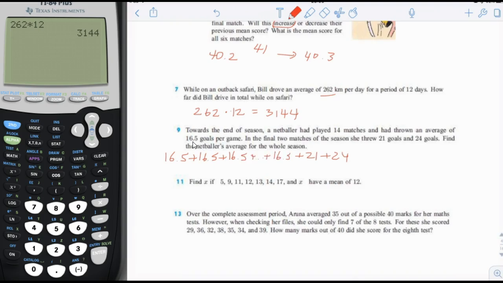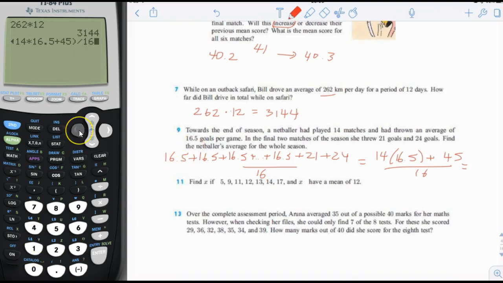So we add 16.5 14 times, then we add 21, and then we add 24, and then we divide by the total number of matches, which is going to be 16, because it's 14 plus 2. So this simplifies to 14 times 16.5 plus 21 and 24, which is 45, and I divide by 16. That's going to give me the average for the whole season, and I'm just going to type that in the calculator.